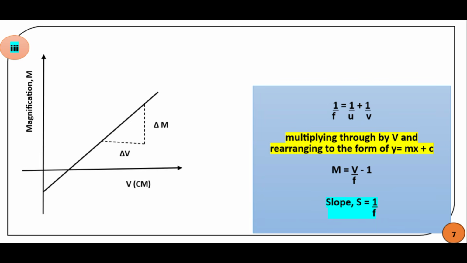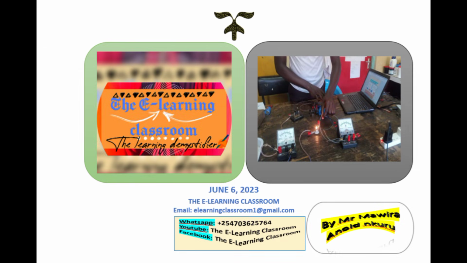If you look at this equation now, m is the y-axis and v is the x-axis. That means the slope represents 1 over f. So if you want the focal length, you simply find the reciprocal of the slope. It's also important to note that the value where this line graph cuts the magnification axis is -1. So that's all about the topics on thin lenses, reflection at plane mirrors, curved mirrors, and also linear propagation of light.